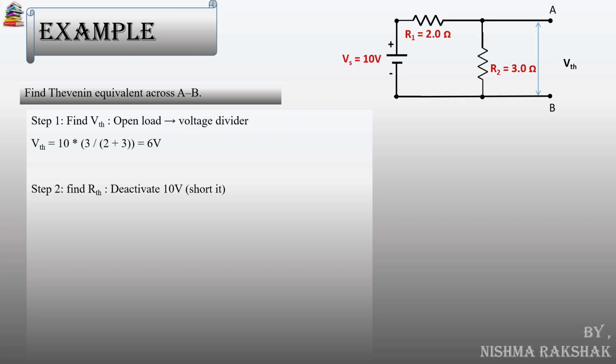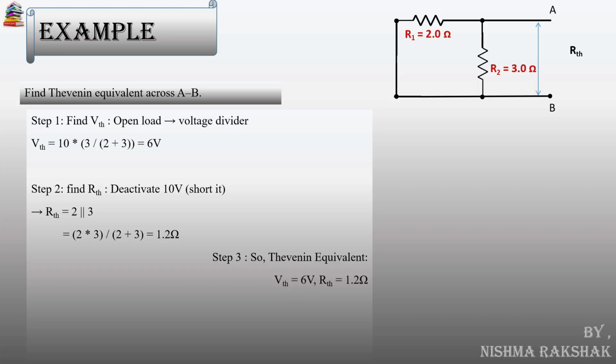Step 2. Find RTH. Next, deactivate the voltage source. Replace the 10 volt source with a short circuit. Now the two resistors R1 and R2 are in parallel. So RTH equals 2 multiplied by 3 divided by 2 plus 3, which gives us 1.2 ohms.